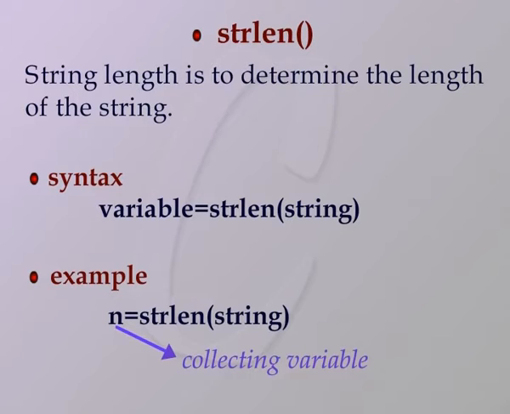So there should be a collecting variable which will collect the value of that length. So it can be 4 or 5 or 15. So strlen should not simply hang in the air. Whatever length is returned by this function, it should be collected by a collecting variable. It returns an integer value, that is why it is an integer variable.